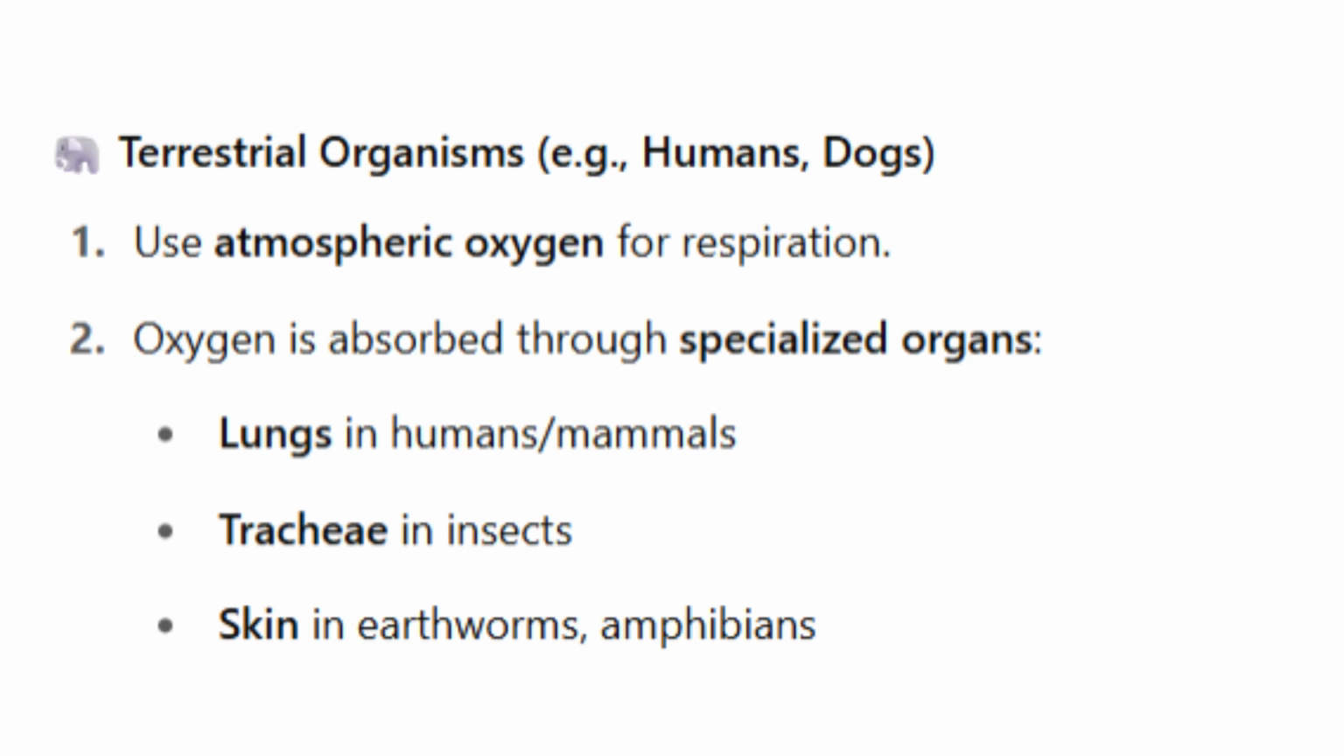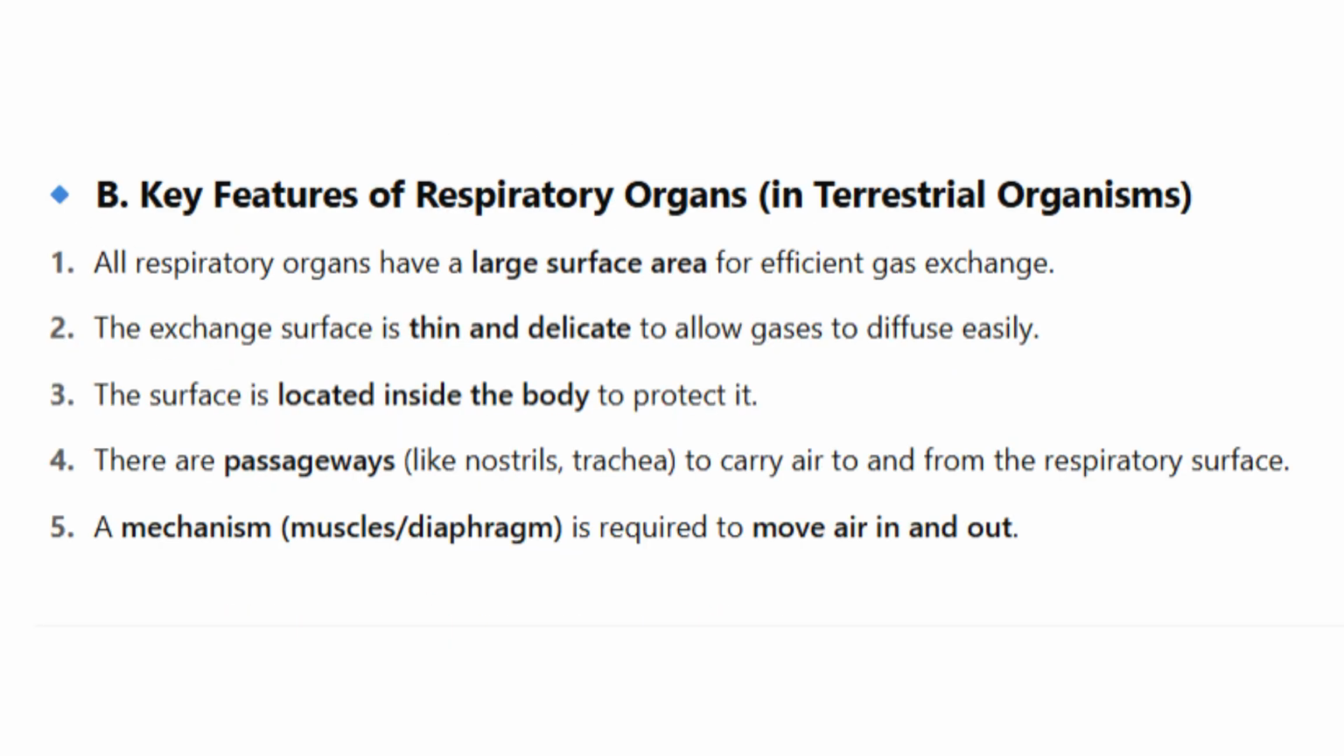Terrestrial organisms, e.g. humans, dogs, use atmospheric oxygen for respiration. Oxygen is absorbed through specialized organs: lungs in humans and mammals, tracheae in insects, skin in earthworms and amphibians.